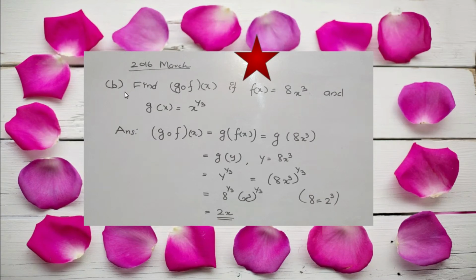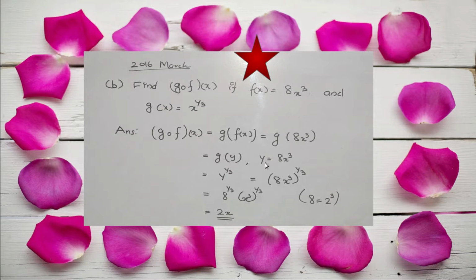2016 March, B problem. Find g composite f of x if f of x is 8x cube and g of x is x raised to 1 by 3. G composite f of x is g of f of x, that is g of 8x cube. Now take this 8x cube as y, so we get y equal to 8x cube, and this becomes g of y. G of x is x raised to 1 by 3, so g of y is y raised to 1 by 3.